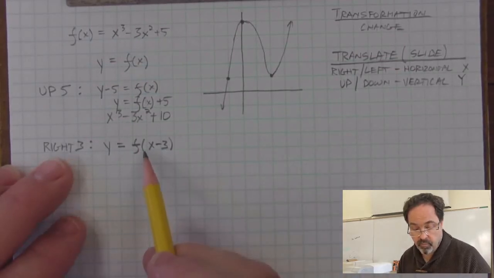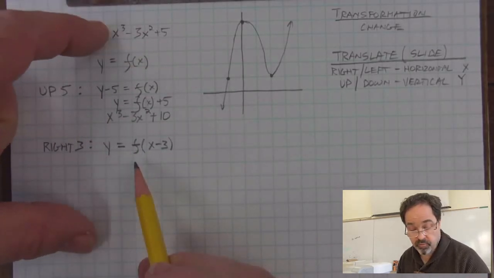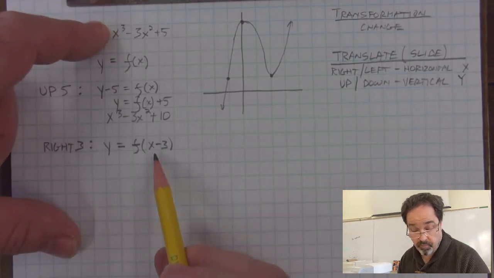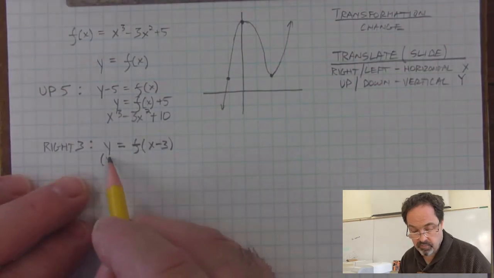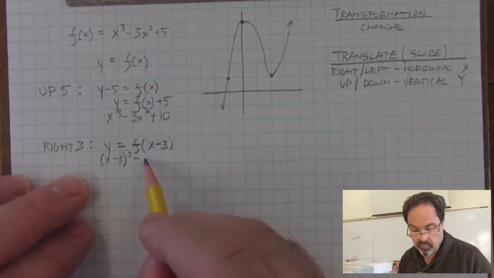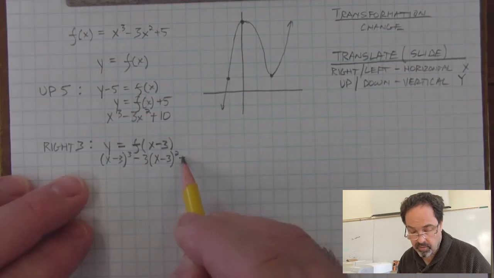It's already solved for y, which is typical for graphing form. So what would the actual expression for f look like if we're going to move the whole thing right by subtracting 3 from x? Well, we would need to subtract 3 from x before cubing, then minus 3 times subtracting 3 from x before squaring, and then plus 5.